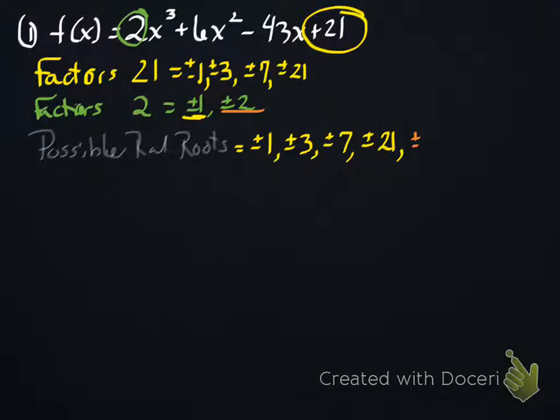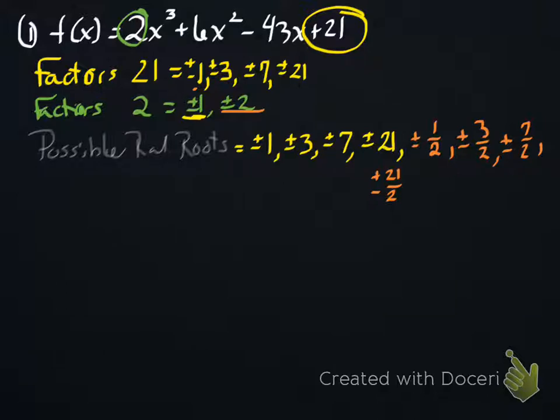And so let's take the 2. We're going to do the same thing. We're going to do plus or minus in the front. 1 divided by 2. So I'm taking the first one, dividing it by 2. Then I have plus or minus 3 divided by 2. Plus or minus 7 divided by 2. And plus or minus 21 divided by 2. So that's a list of my possible rational roots.